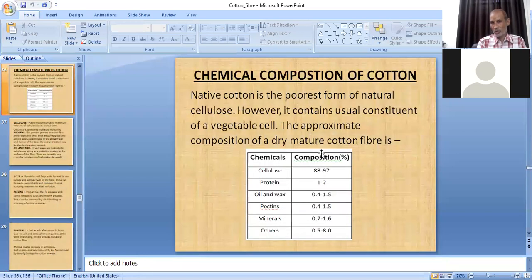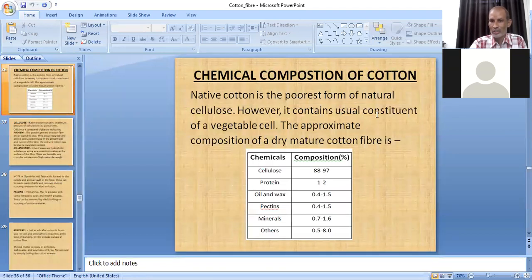Now, a small topic: chemical composition of cotton fiber. It means what type of chemicals are present in cotton fiber. So the native cotton, meaning the pure cotton, is the poorest form of natural cellulose. No, sorry, here it is a spelling mistake. Please correct it. It is the purest form, not poorest. Native cotton is the purest form of natural cellulose.